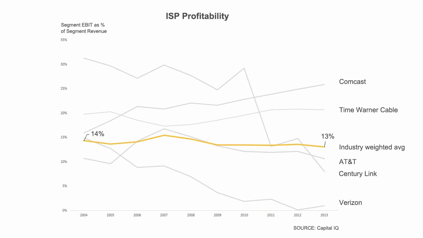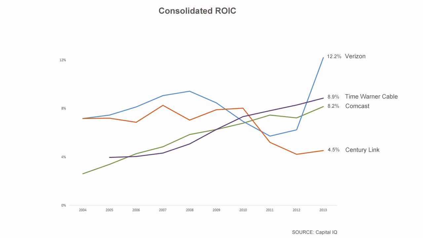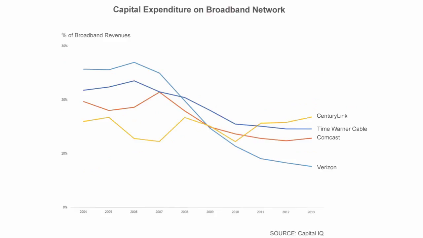Looking at industry profitability, we see that ISPs have maintained a steady margin over time, even as data consumption has increased. Acknowledging that the major ISPs are part of larger conglomerates, we see a similar trend in their ROICs. ISP profitability appears to be healthy. However, an argument could be made that their recent profitability has been enabled by a lack of investment.